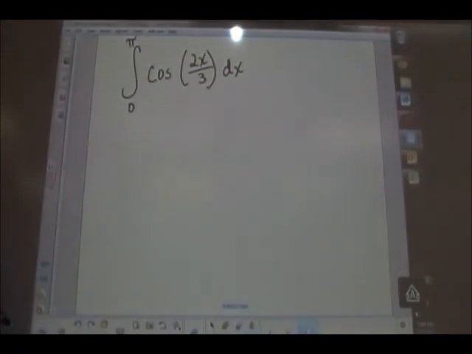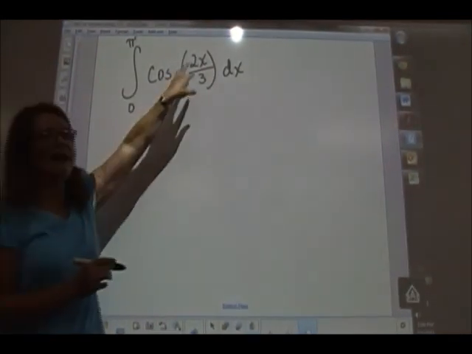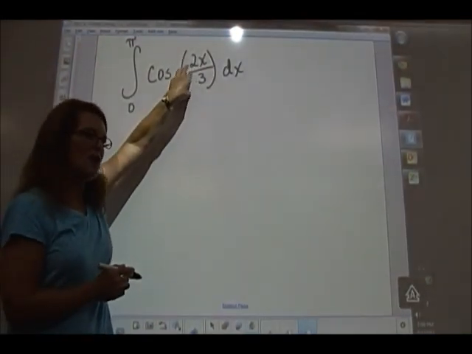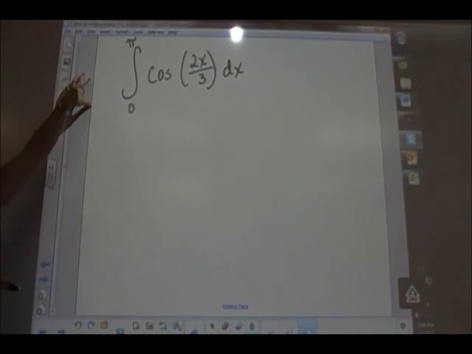Why can't I use the sheet with that? Because of the 2/3. That's right. Well, isn't the 2/3 a constant? It's inside the trig. It's not a constant. That's right. It's part of the angle measure. The 2/3 is part of the angle measure, so I can't pull it out as a constant.